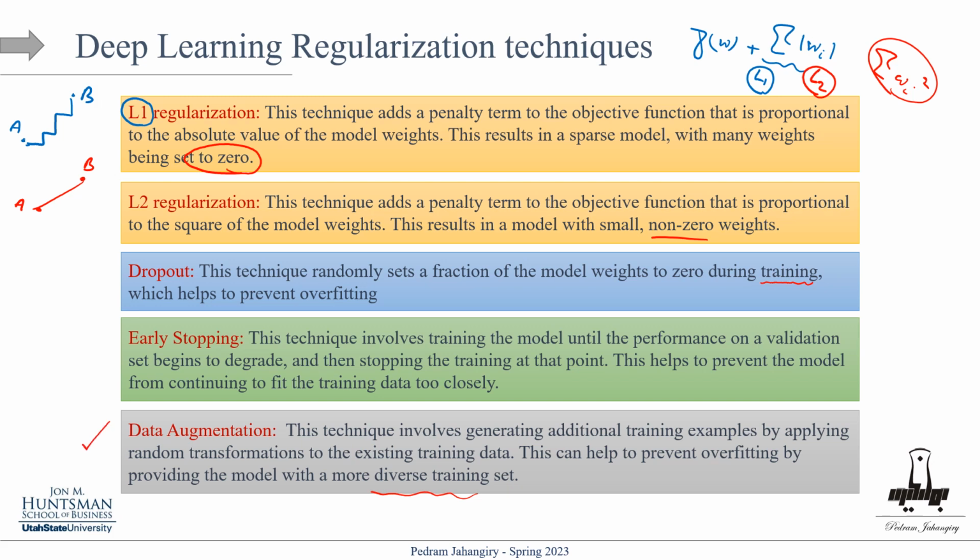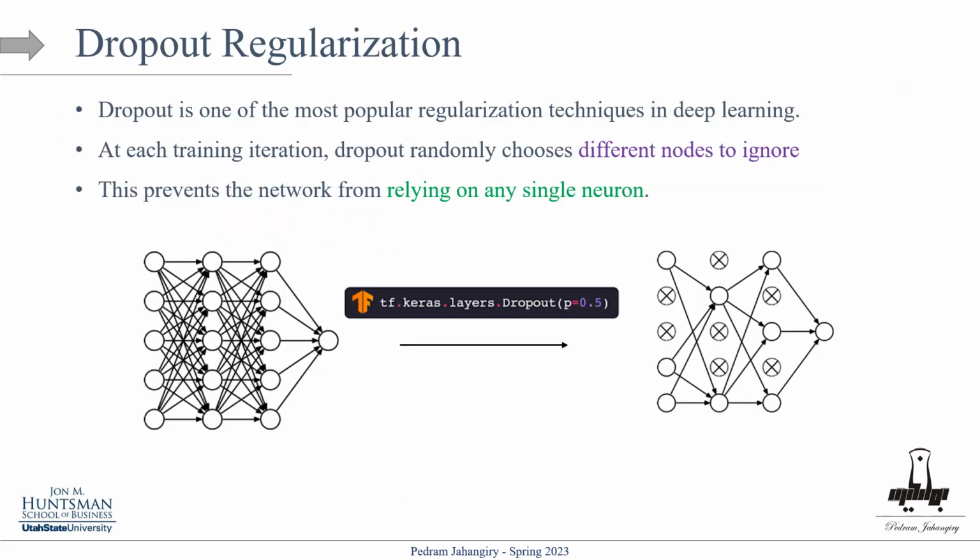All right, now let's start with the details of dropout. Dropout is one of the most popular regularization techniques in deep learning, and it works like this. So imagine this is our network.